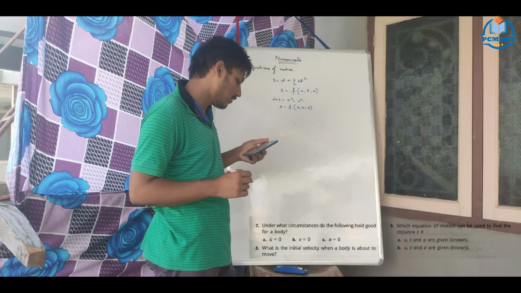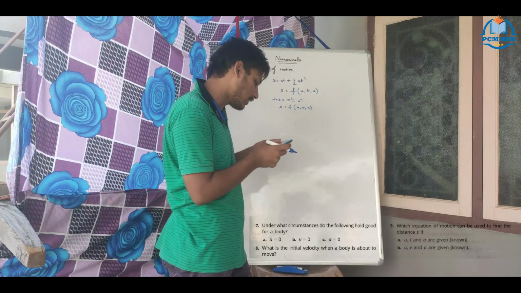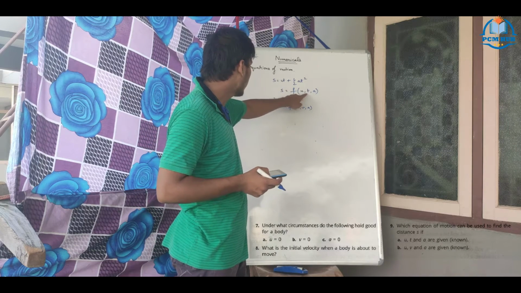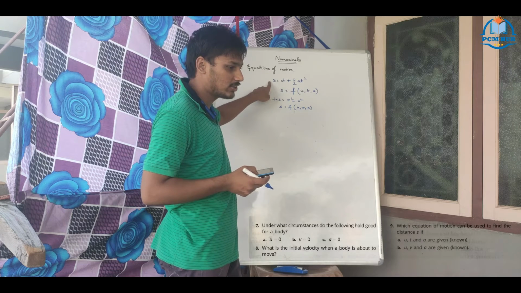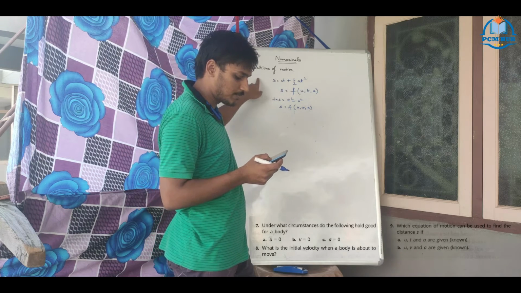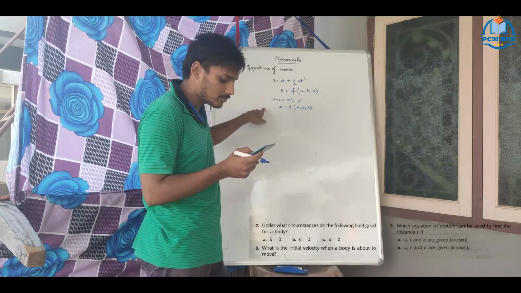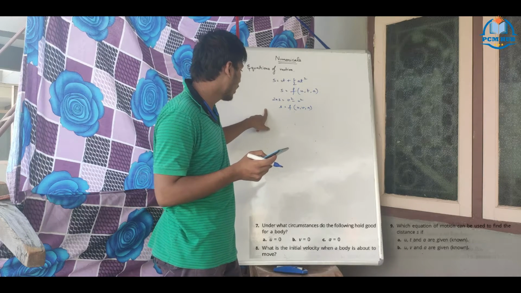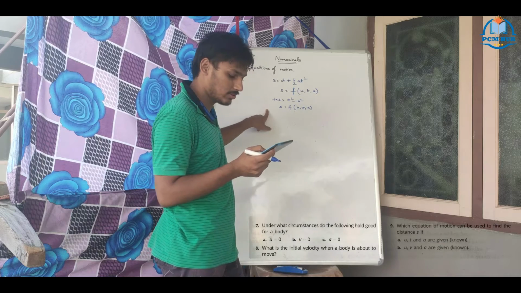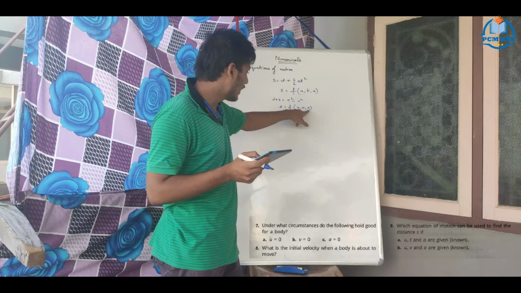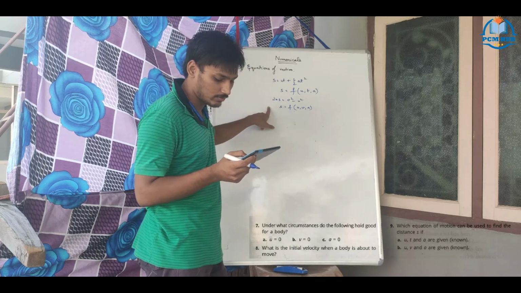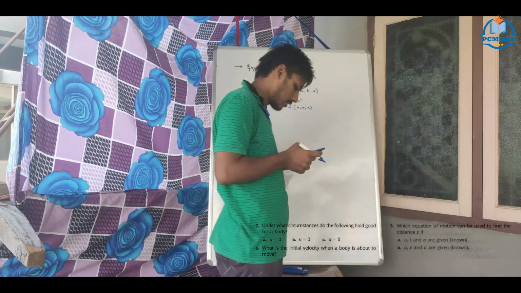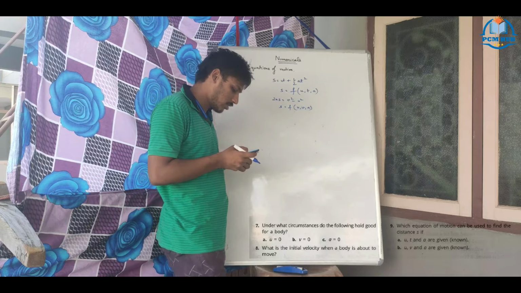So which equation of motion can be used to find the distance s if these three parameters are given? You use the second equation. This is the A question. Coming to the B question, the parameters are u, v and a, for the third equation of motion, right? Next, go with the worksheet.